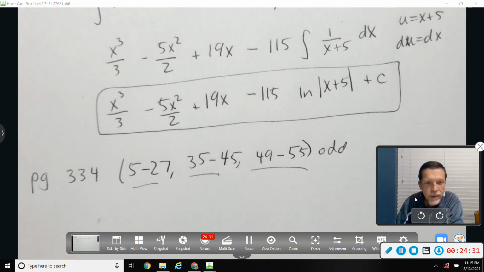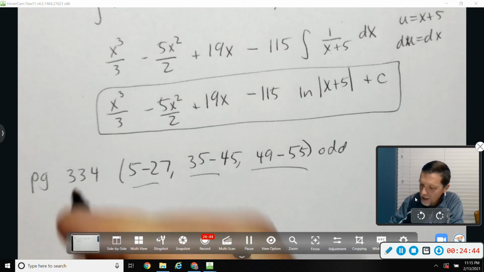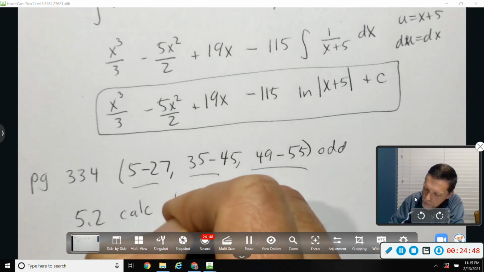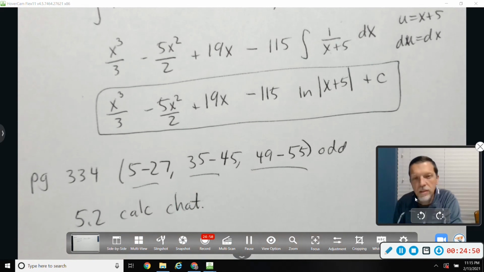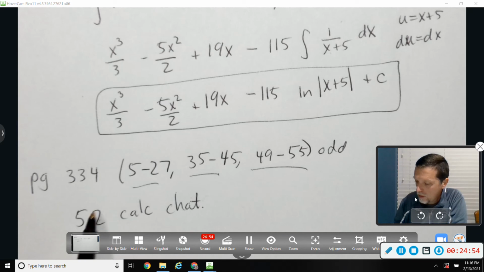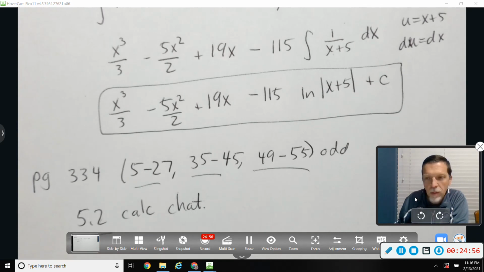So spend your time however you need to. I don't know if I'll see you Tuesday or if it's still iced over, snowed under, who knows what's going on. But give those a try. Oh yeah, the section is 5.2, so if you're going to Calc Chat to see those answers and to see the steps worked out, you would need to know that it's section 5.2.